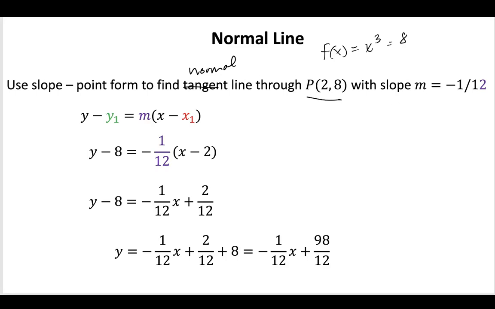And so for the normal line, we substitute in the x1 as 2 here, and y1 as 8 here, and then the slope being minus 1/12. So substituting that in, we arrive at this function down here. So y is equal to minus 1/12 x plus 98/12. And so this is a line that is normal to the tangent at x is equal to 2 for the function x cubed.